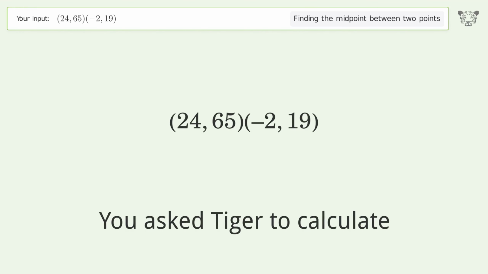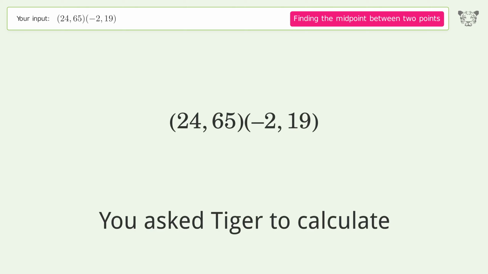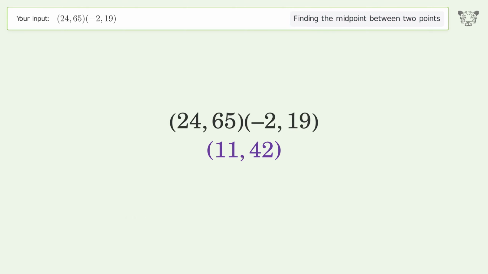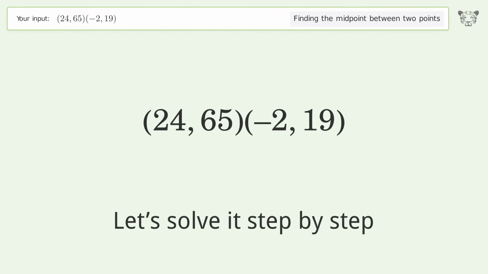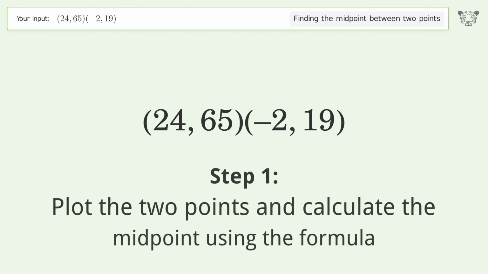You ask Tiger to calculate. This deals with finding the midpoint between 2 points. The midpoint between the 2 points is 11,42. Let's solve it step by step. Plot the 2 points and calculate the midpoint using the formula.